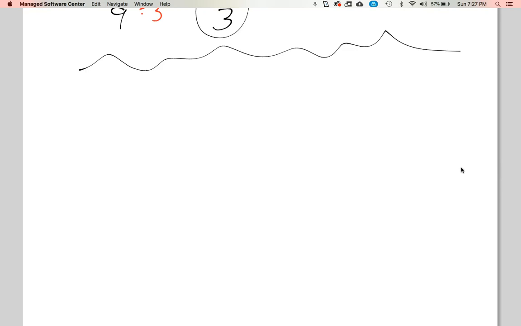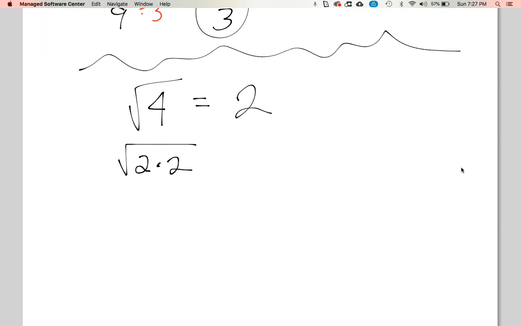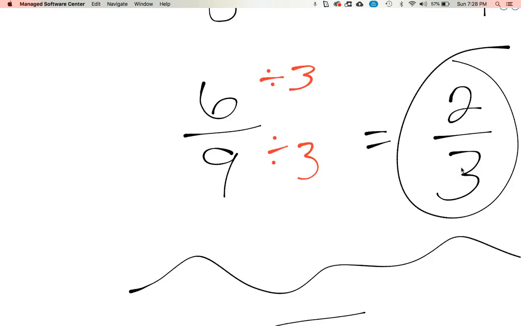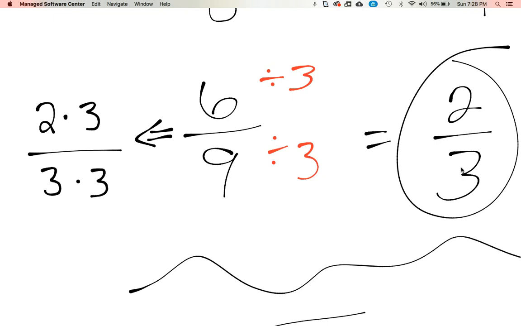So if we take something like the square root of 4, we know that that equals 2 because we can change 4 into 2 times 2. Now, I just changed the way that looked. I did not change the value of that. And really the same thing goes up here. If we really want to know how did I know I could divide by 3, well, that's because I know I could rewrite this as 2 times 3 over 3 times 3. I changed the way it looked. I didn't change the value of it.